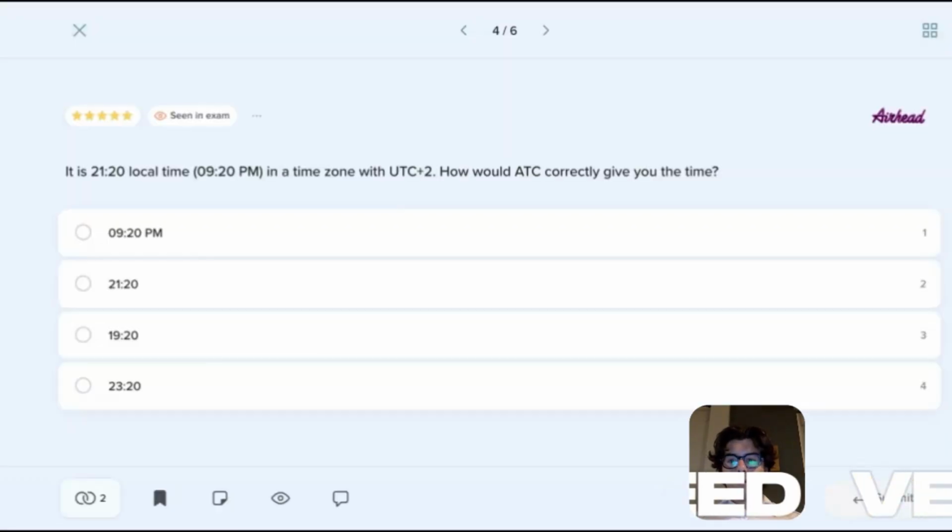Awesome. And going on to question number 4. It is 21:20 local time or 9 p.m. in a time zone with UTC +2. How would you correctly give the time?